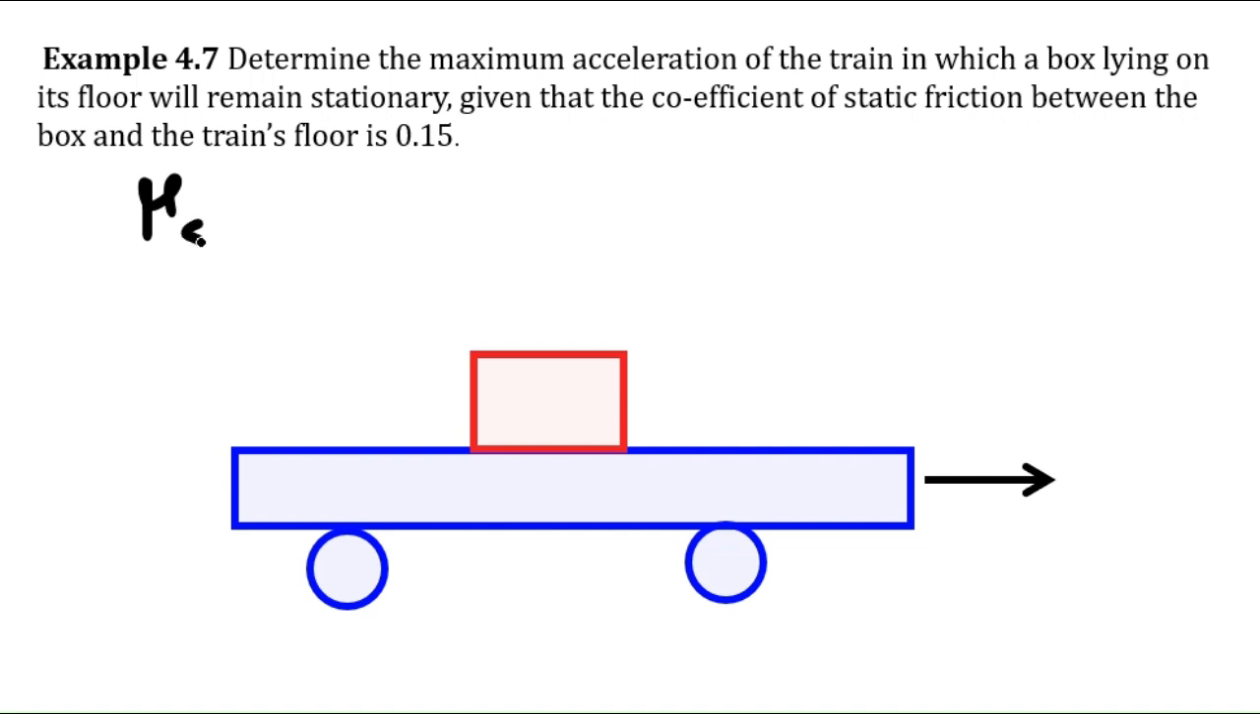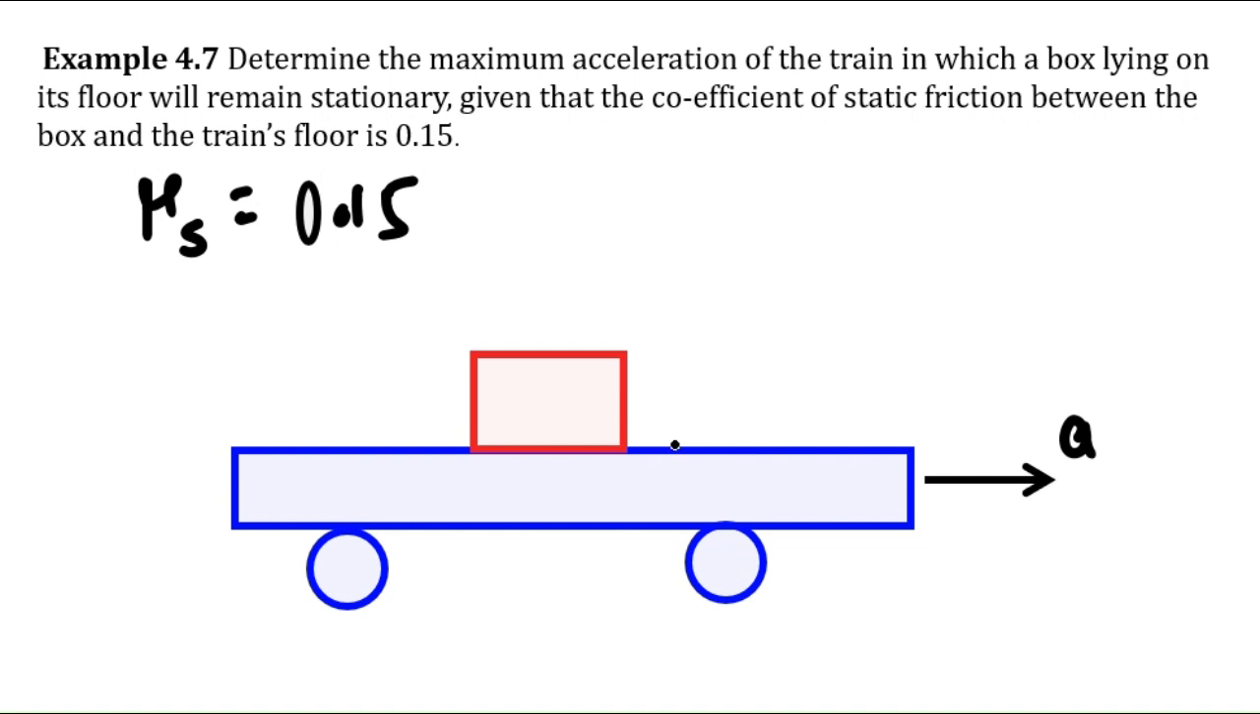This is given as mu s equals 0.15. Okay, so we have to find the maximum acceleration of this train. So what is happening here? This box is lying on the floor of the train, and if this train accelerates, this box will also get acceleration with the same amount unless it starts sliding over the surface.